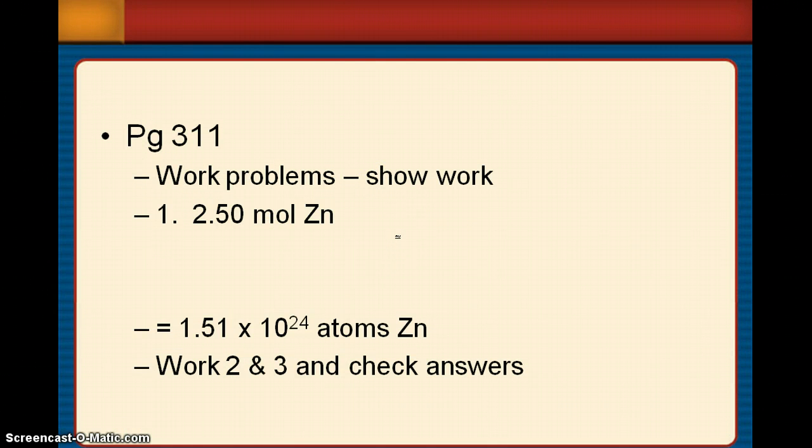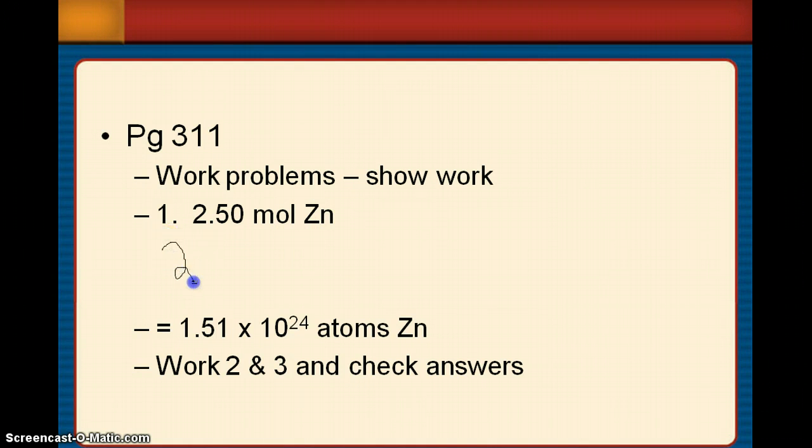Okay, so let's do some practice. That's the end of the notes basically for this section, but let's do some practice before you have your assignment. On page 311, work this one out. 2.50 moles of zinc.